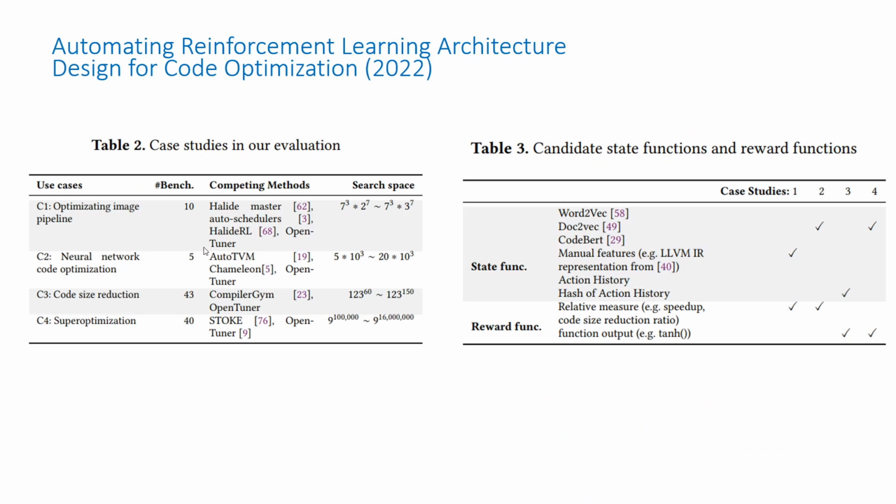The author is going to do the evaluation with 4 different use cases. One of them is image processing, optimizing the image processing pipeline, then neural network code optimization, code size reduction, and superoptimization. In the middle column, you're going to see what Supersonic is evaluated against. In the case of image processing pipeline, it's going to go against Halide autoschedulers, which include the Adams 2019, which I understand could be the best autoscheduler for Halide.